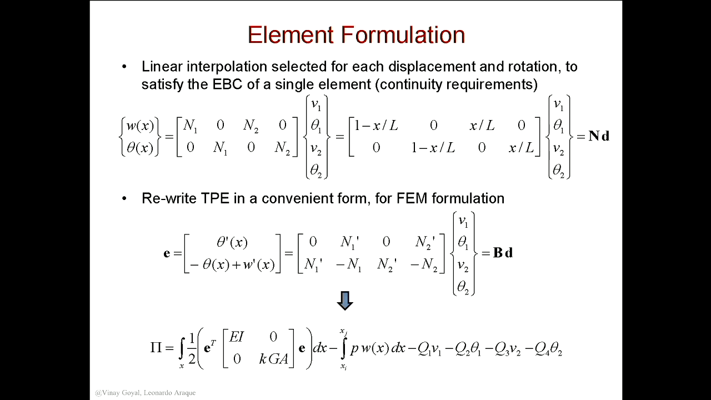So I get N1 prime times v1. I don't want to deal with that v1 yet. Let's keep that aside. Minus N1 times theta 1 plus N2 prime times v2. Keep that aside for a second. So I have minus N1 times theta 1 minus N2 times theta 2. Isn't that minus theta x, the contribution to minus theta x? Yes? Everybody in the back, you follow? So if I look at w prime x now, the next contribution, I get N1 prime times v1, and then I get N2 prime times v2. Isn't that what w prime is?